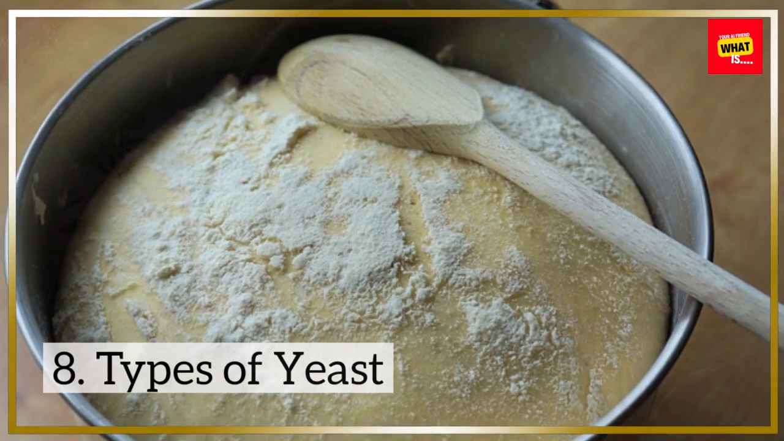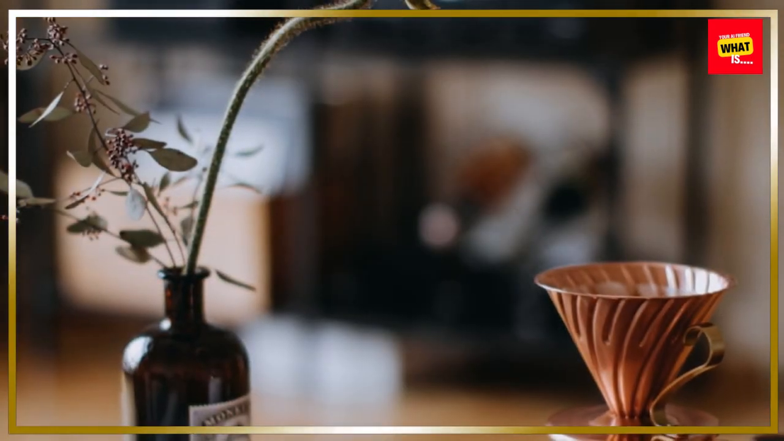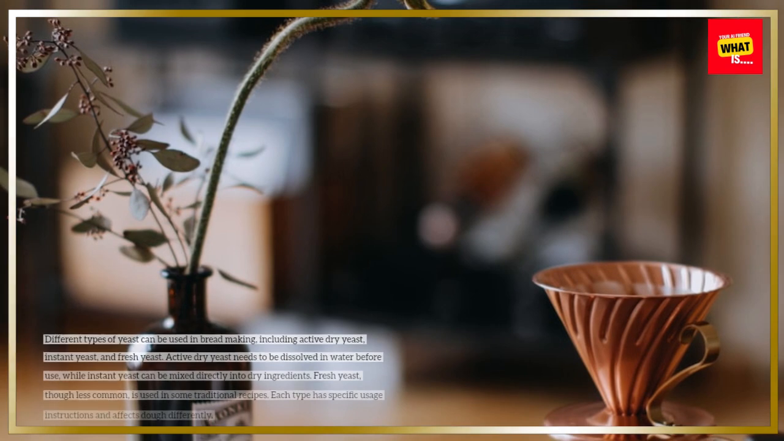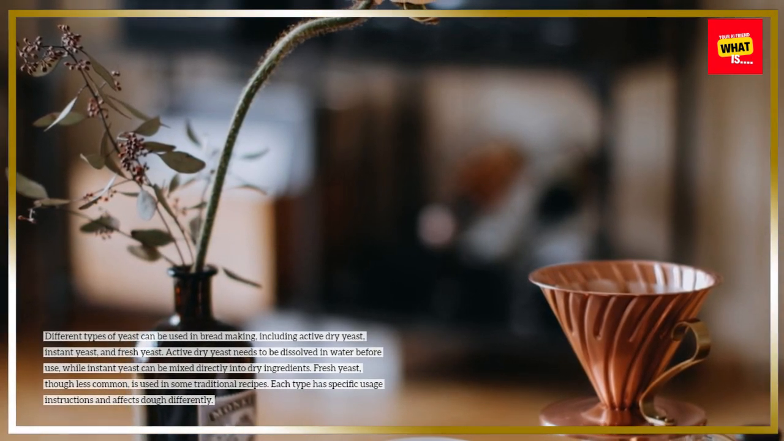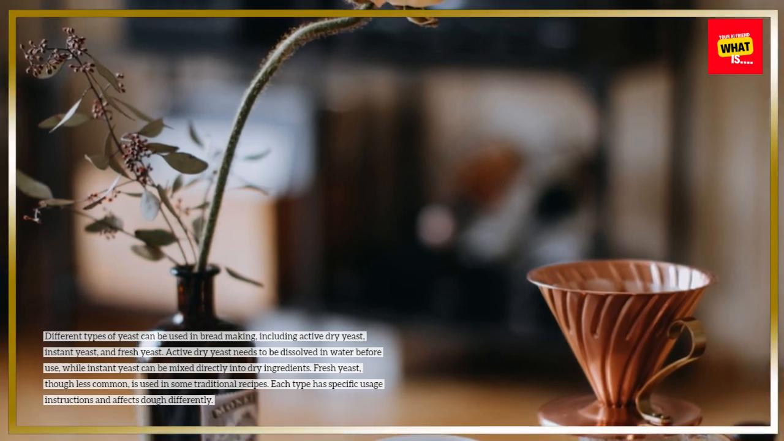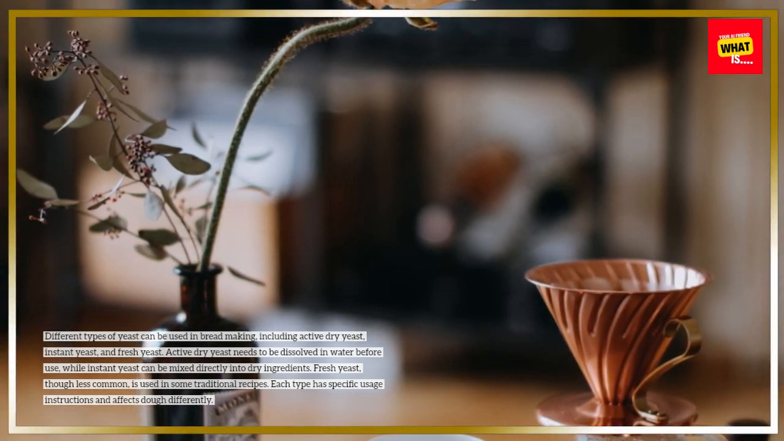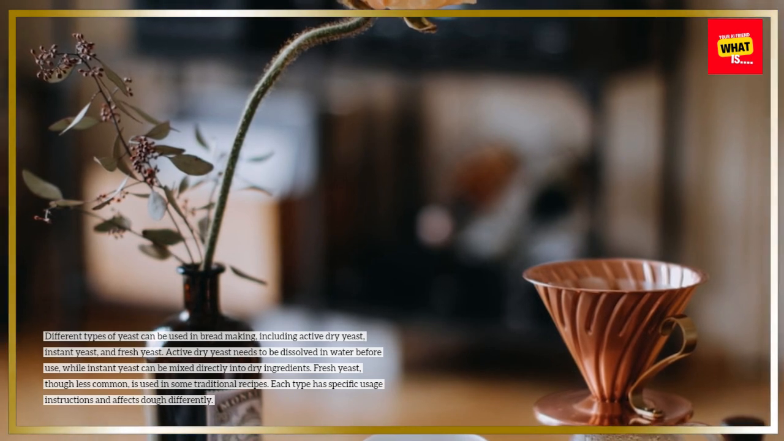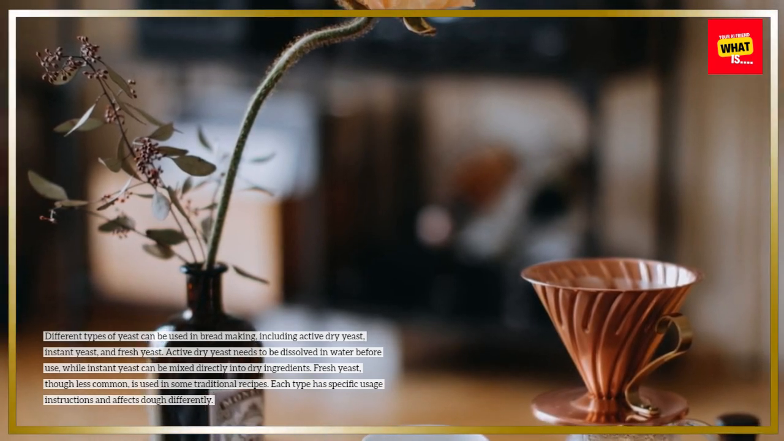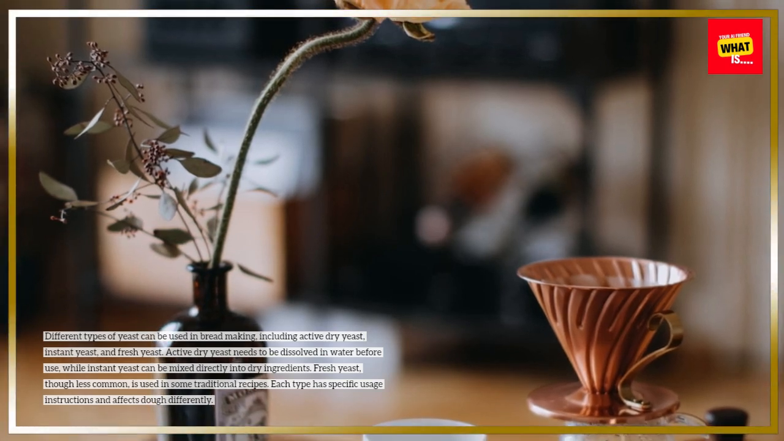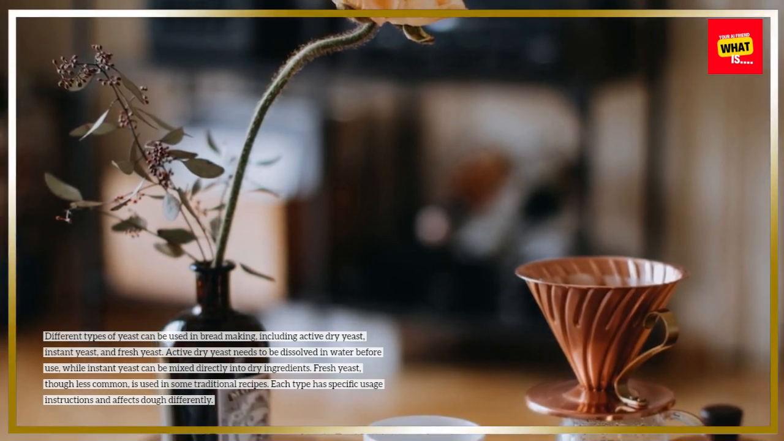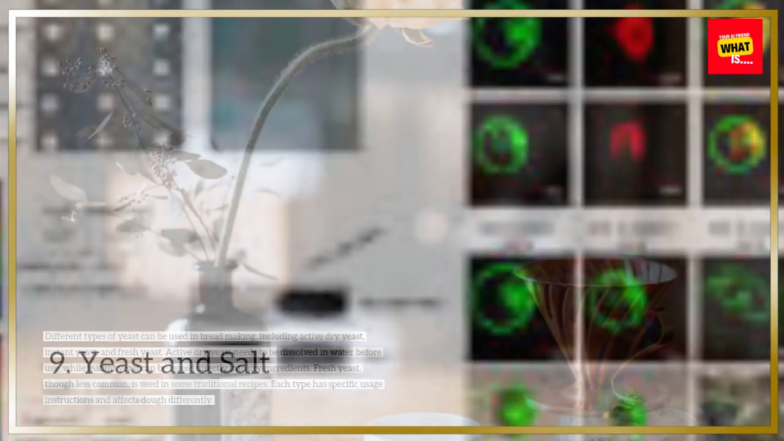8. Types of yeast. Different types of yeast can be used in bread making, including active dry yeast, instant yeast, and fresh yeast. Active dry yeast needs to be dissolved in water before use, while instant yeast can be mixed directly into dry ingredients. Fresh yeast, though less common, is used in some traditional recipes. Each type has specific usage instructions and affects dough differently.